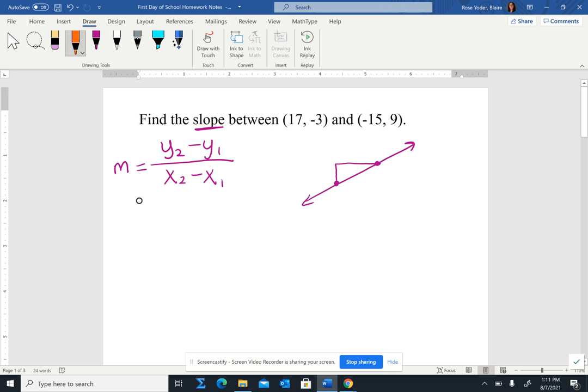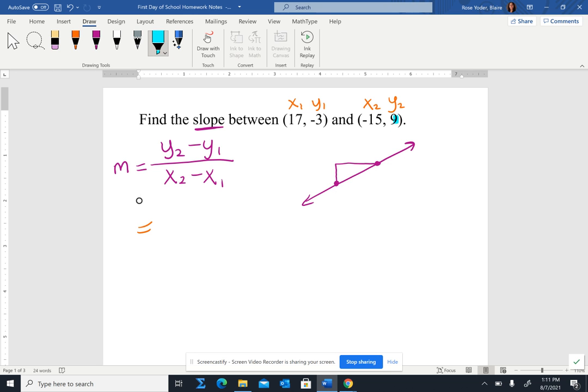So what I like to do is just say for the first point, there's an x and a y value. So we can call them x1 and y1. And then for the second point, there's an x and a y value. We can call them x2 and y2. So let's calculate the slope.